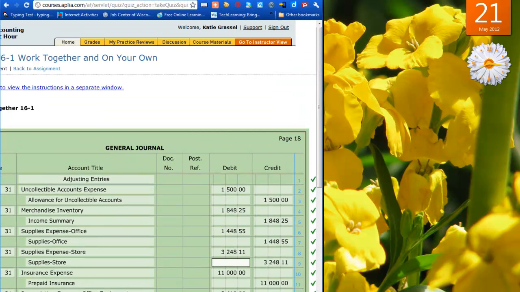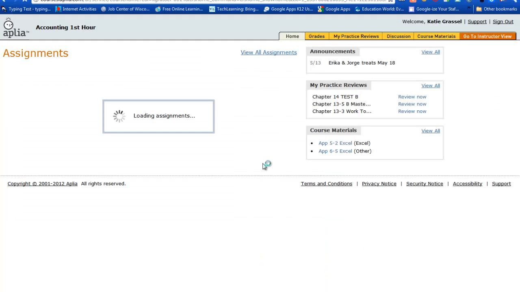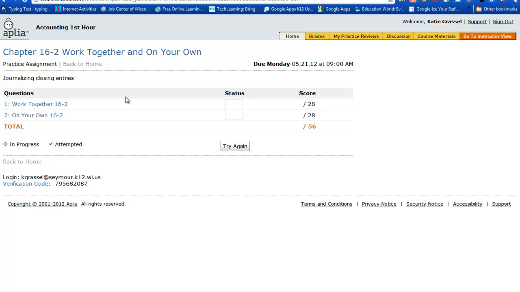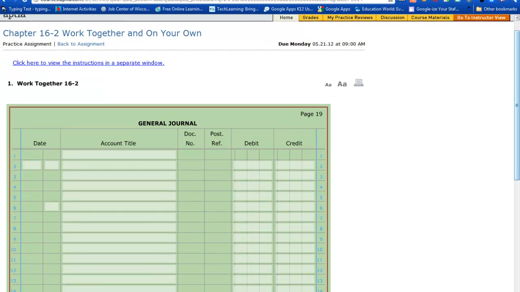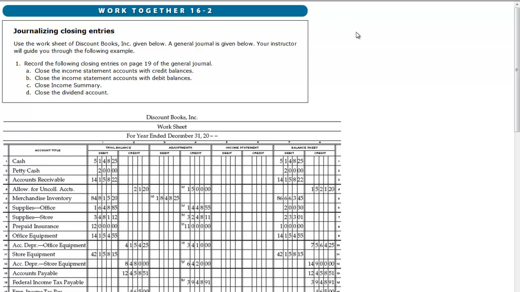So that's why I felt we could do 16.1 and 16.2 the same day, because 16.1 is pretty straightforward. Let's take a look at 16.2. You will notice that our directions for 16.2 on the very top give you some real directions. You will see that they give us the worksheet again. So you can see this is the same worksheet that we were working on for Work Together.